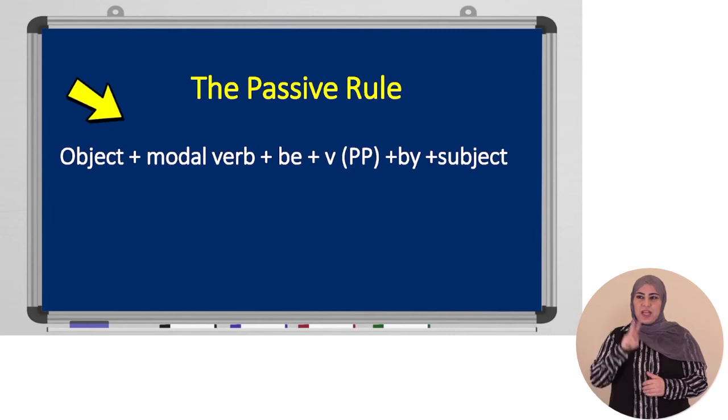Here is our summary of our passive rule. Object plus modal verb plus the verb to be plus what? What do you think? Plus the verb in which tense? In the past participle plus by plus subject.